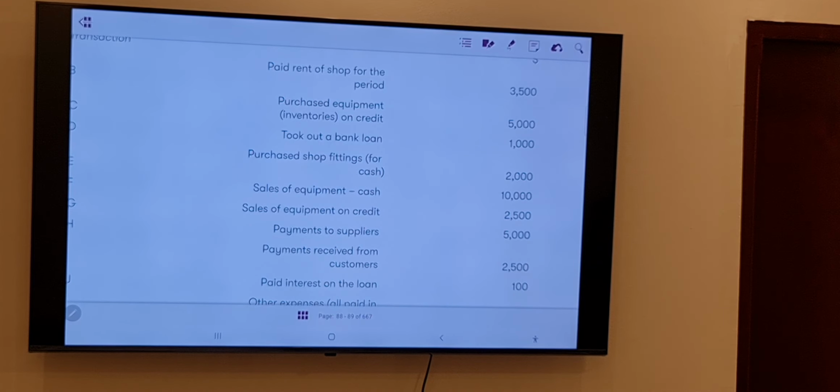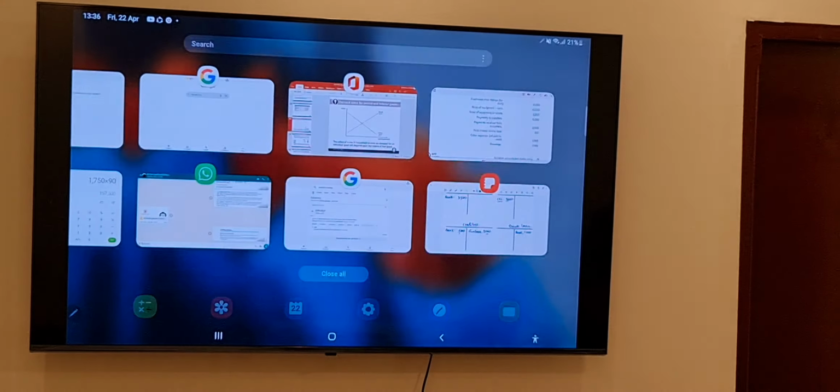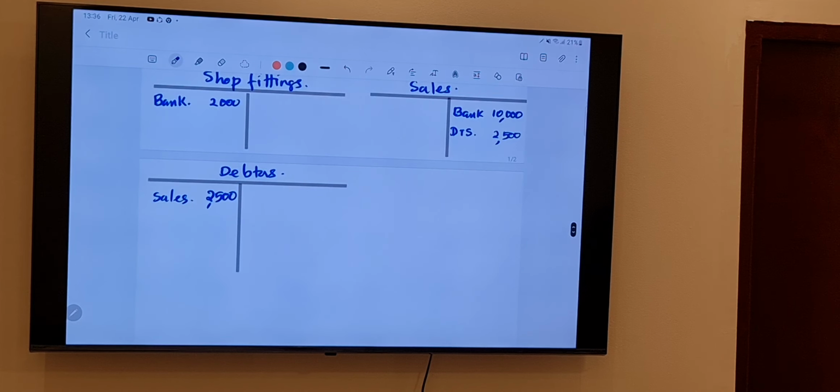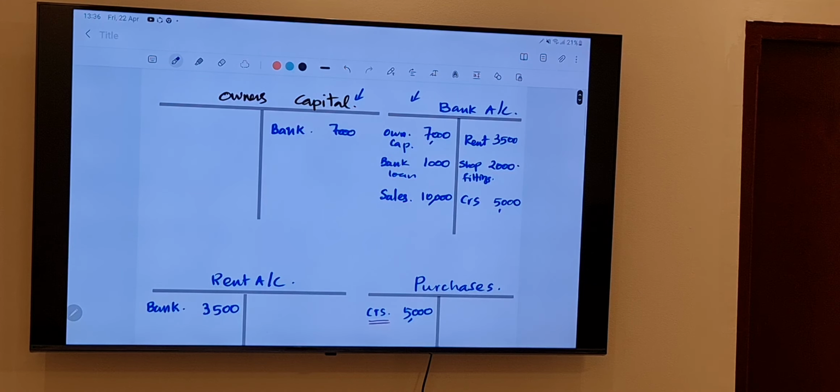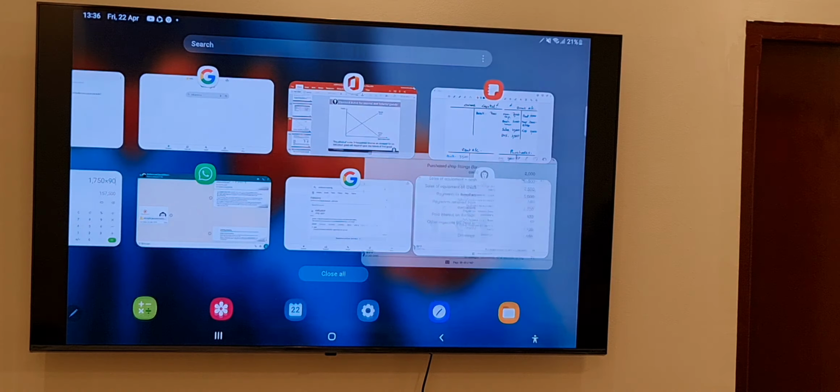Next item. Payments received from customers, 2,500. So we have debtors here. So I received 2,500 from him. So I credit the debtors, and then my bank balance will increase. So I will debit here bank. Is that clear? Next item.